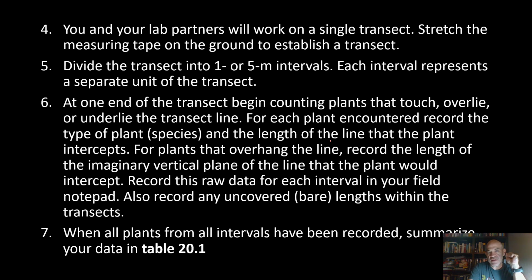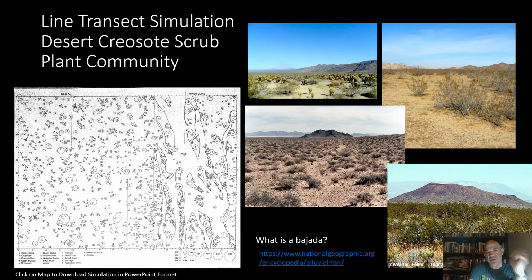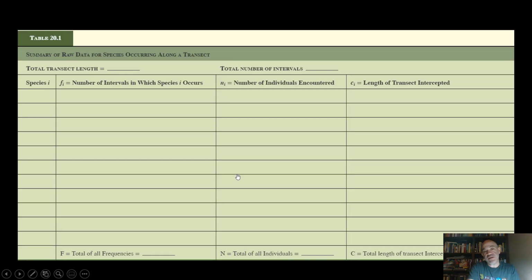This is the procedure for doing the sampling in the plant community, which is described. You're going to be doing this desert habitat, and the map will look like this. And in fact, you can download the map by clicking on the image of the map, and it'll download as a PowerPoint. When you open it up, you can run the simulation just from your computer. You don't need to print it up. And I give directions on how to do that through other videos.